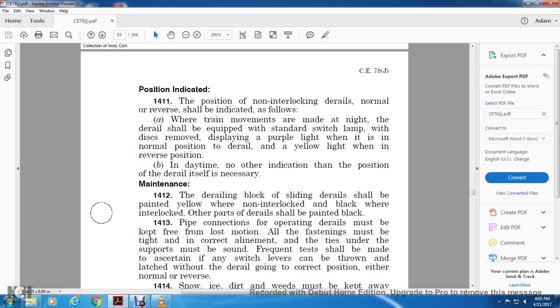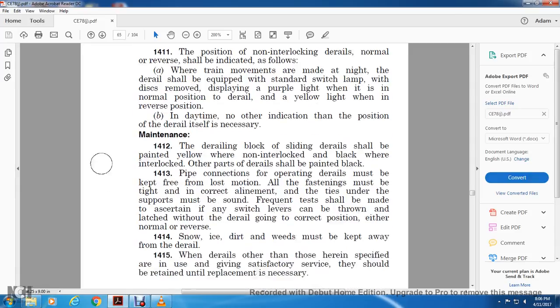Position indicated. The position of non-interlocking derails, normal or reverse, shall be indicated as follows: where train movements are made at night, the derail should be equipped with the standard switch lamp, displaying a purple light when the derail is in normal position and a yellow light when it is in reverse position. In the day, no other indication of the position of the derail itself is necessary.